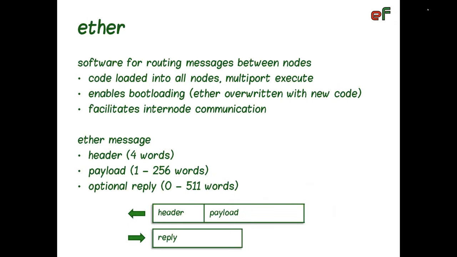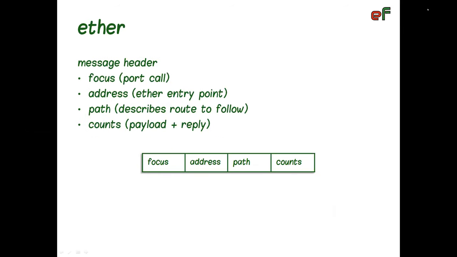Communication over Ether is achieved by sending messages. They are composed of header, payload, and optional reply that is sent back using the same route. Message header is always 4 words long. It is composed of a focus, which is a call instruction to the port from which the message comes, address that points to an Ether entry point, path that describes which nodes transfer the message, and counts that define length of payload and reply.